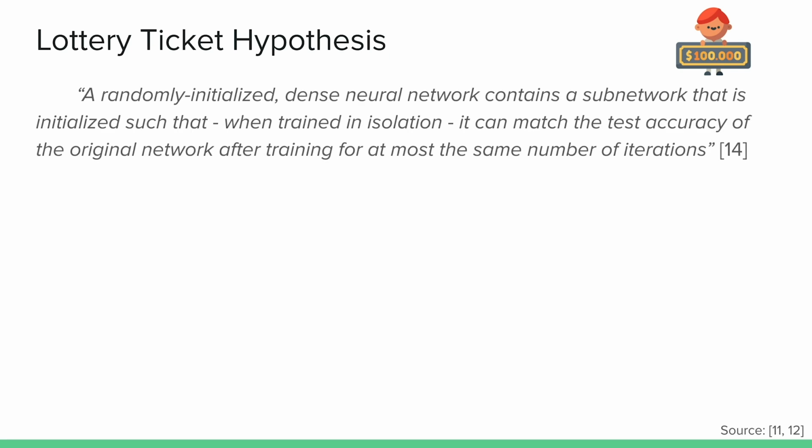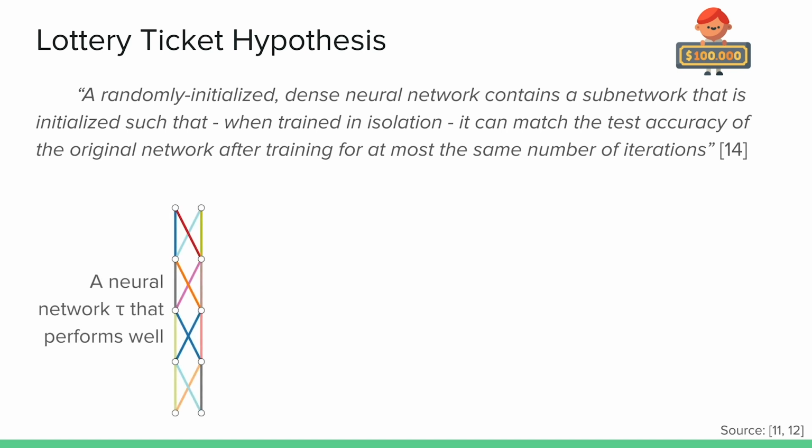A randomly initialized dense neural network contains a subnetwork that is initialized in such a way that when trained in isolation, it can match the test accuracy of the original network, after training for at most the same number of iterations. That might be a bit long, so let's break it down. We have a neural network that performs well. It is sparse, so we don't have a dense connection here, and it works fine.